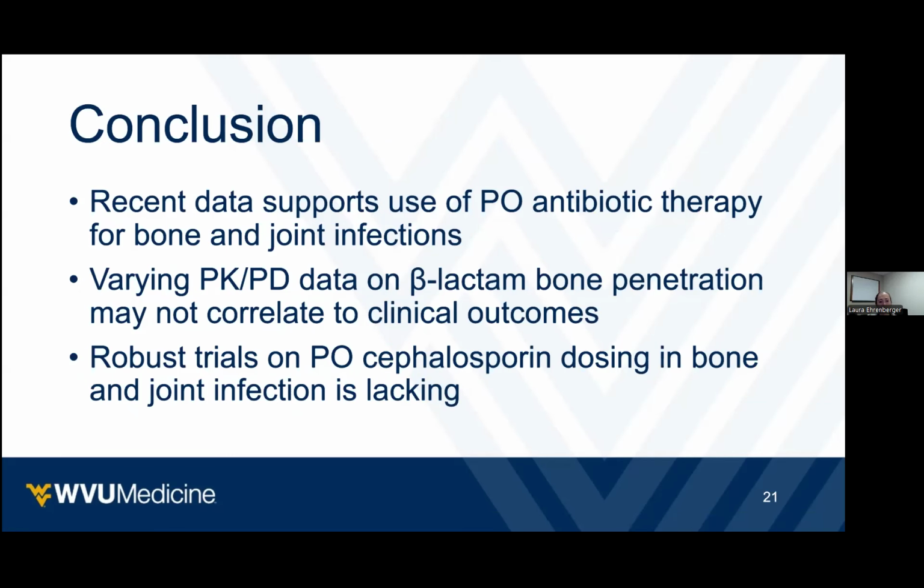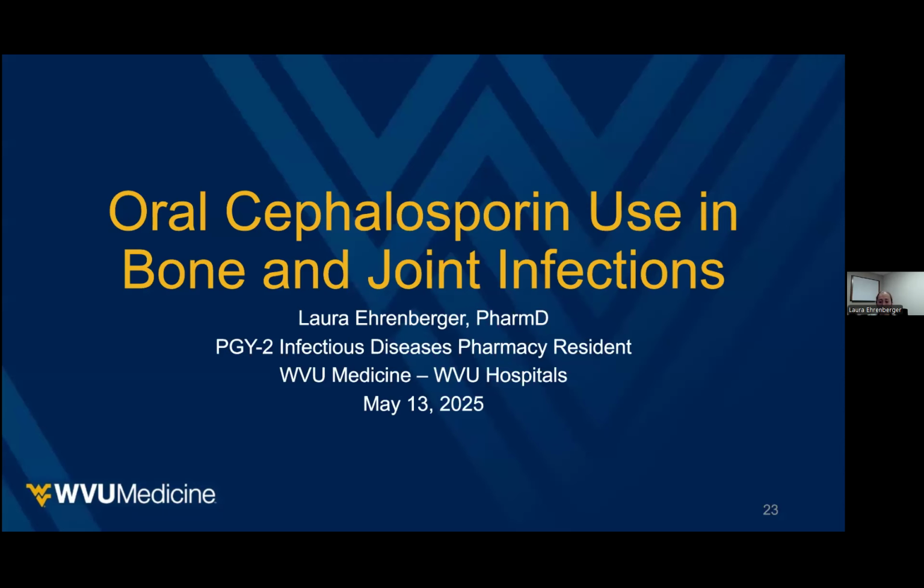So overall, in conclusion, recent data supports the use of oral antibiotic therapy for bone and joint infections, and there is overall varying pharmacokinetic and pharmacodynamic data on beta-lactams for bone penetration specifically, which might not correlate to their clinical outcomes. So I think more robust trials are needed on oral cephalosporin dosing, specifically in bone and joint infection, to identify the best treatment regimen for these patients. And that is all I have, in case anybody has any questions for me.